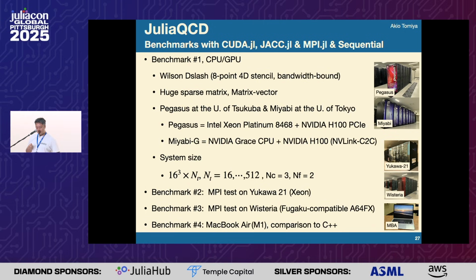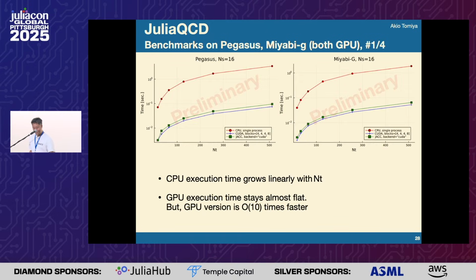Benchmark 2 is for MPI, and benchmark 3 is also MPI. The difference in these MPI tests is the machine. We performed the calculation on Yukawa 21, which is Xeon. And for benchmark number 3, we performed the benchmark on Visteria. This is a Fugaku compatible CPU. And the final one is benchmarks on this machine, compared to the other code.